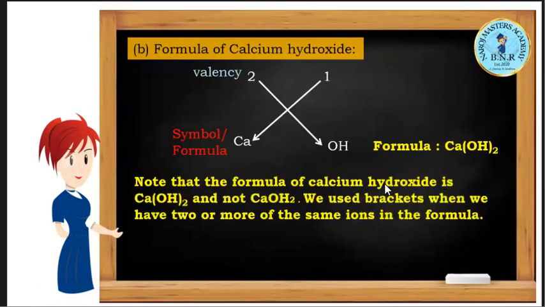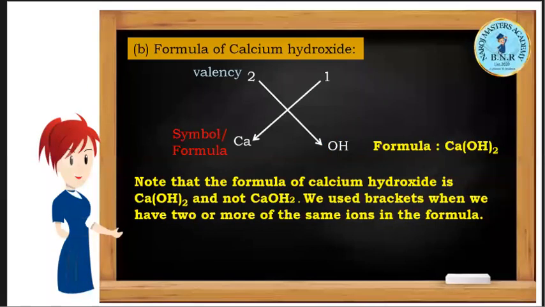Ca(OH)2, that is, CaOH taken twice. Note that the formula of calcium hydroxide is CaOH taken twice and not CaOH2. Don't write it as CaOH2. This is wrong. You have to keep the bracket whenever two elements together are there. We use brackets when we have 2 or more of the same ions in the formula.